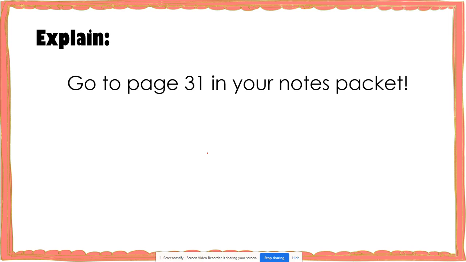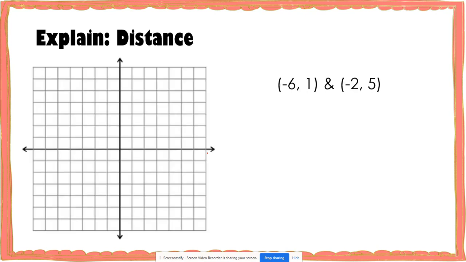Today we will learn how to use the Pythagorean theorem to find the distance between 2 points on a coordinate plane. You should be on page 31 in your notes packet. The first 2 points that we want to find the distance in between are -6, 1 and -2, 5.